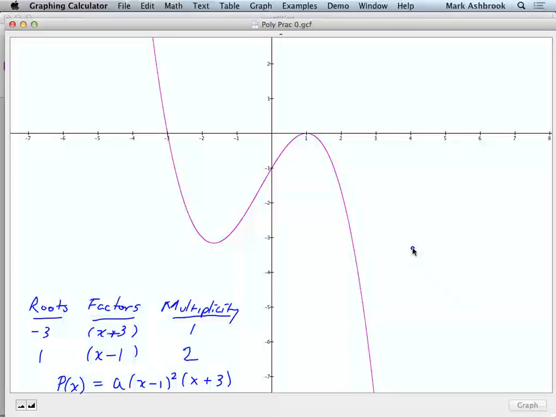Why? Because there's a lot of functions that have a root at 1 with multiplicity 2 and a root at -3 with multiplicity 1. And so now we've written all of them. So how do we figure out exactly what A is? Any ideas?